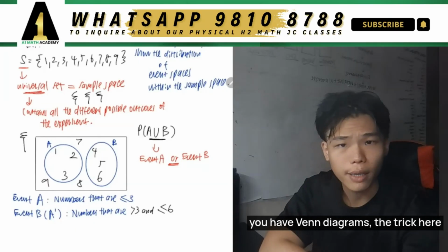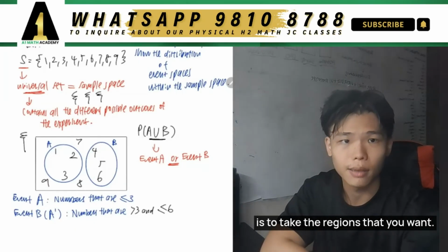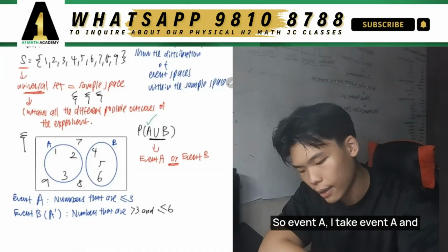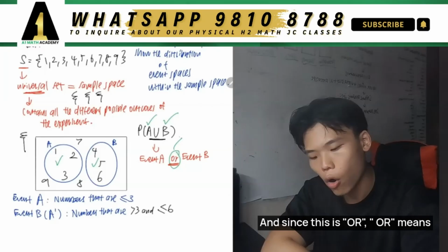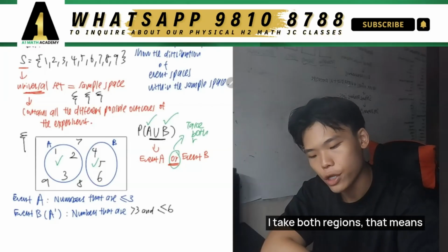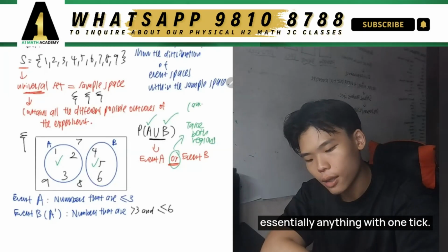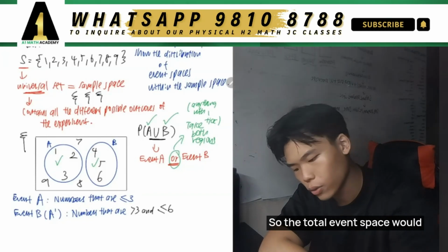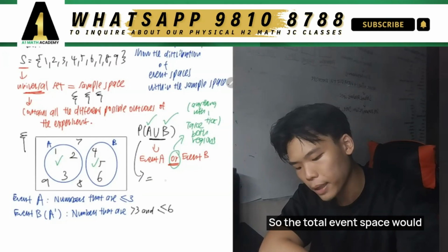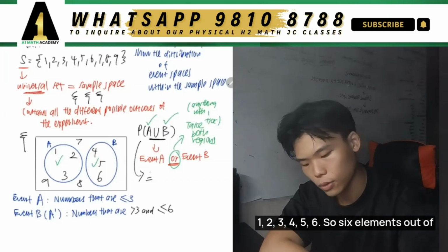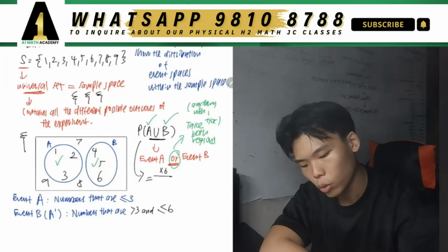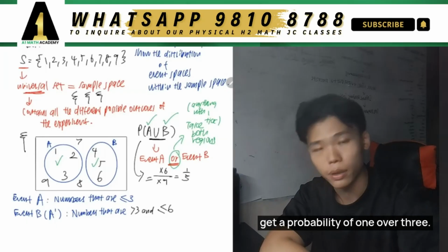Now, whenever you have Venn diagrams, the trick is to tick the regions that you want. So event A, I take event A. And event B, I take event B, right? And since this is "or", I take both regions. That means essentially anything with one tick. So the total event space would be, I have 6 elements, right? 1, 2, 3, 4, 5, 6. So 6 elements out of a total of 9 elements, and therefore I get a probability of 1 over 3.